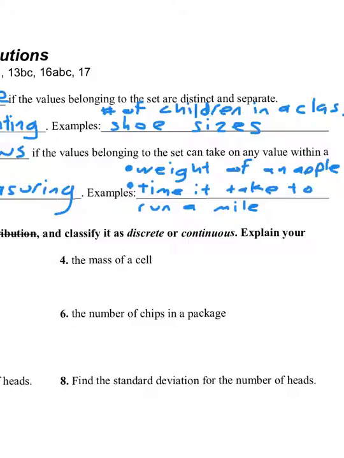If it can only go up by certain numbers, like shoe sizes, which only go up by half at a time, or a number of children, which only go up by a whole number, then it's discrete.